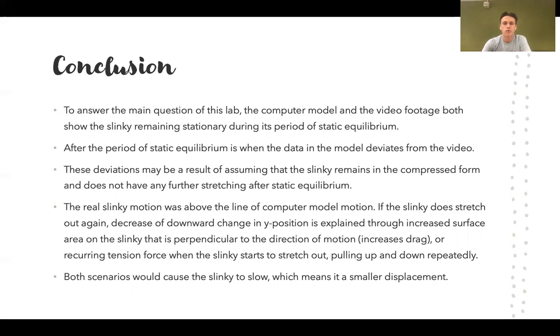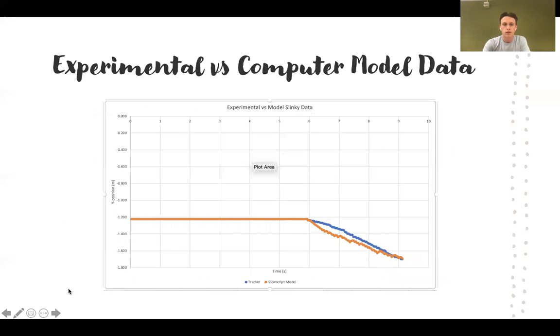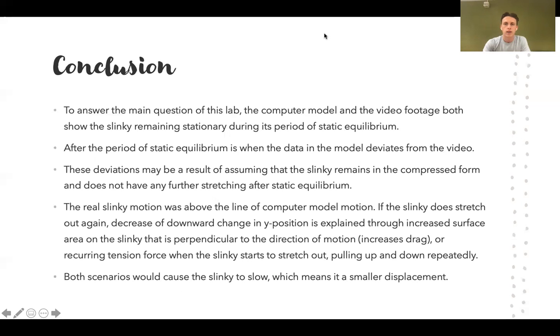it decreases the downward change in Y position, and that is explained through increased surface area on the slinky that is perpendicular to the direction of motion, which would increase our drag force, or the recurring tension force that would oscillate as it's pulling and pushing against each other over and over again. Both scenarios would cause the slinky to slow, which explains this smaller displacement that we can see in the graph here.